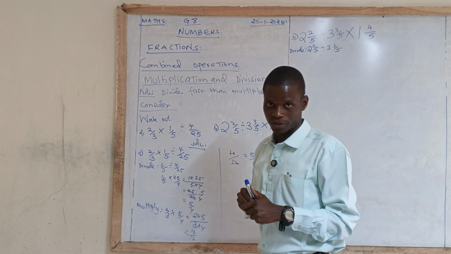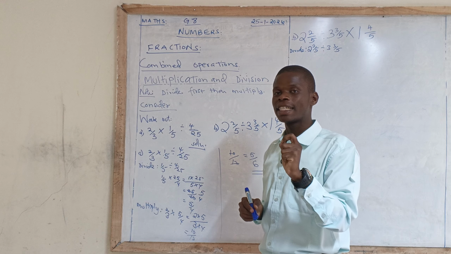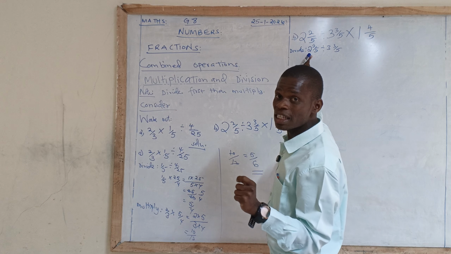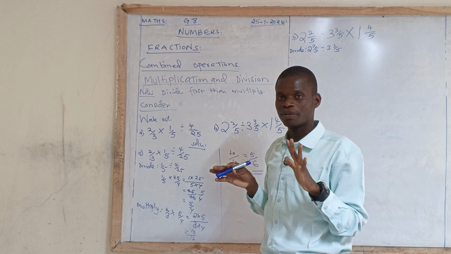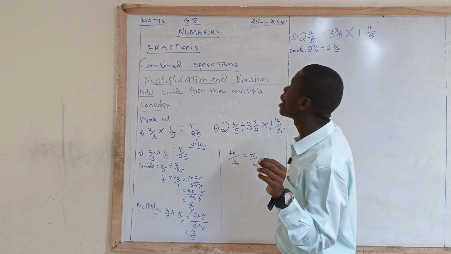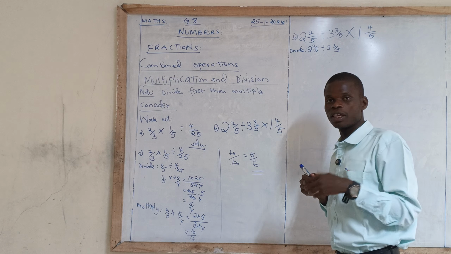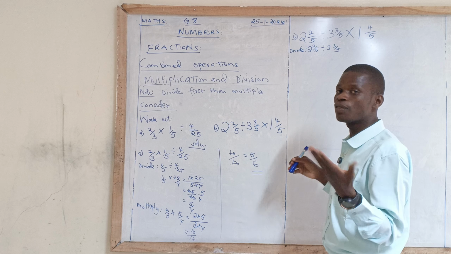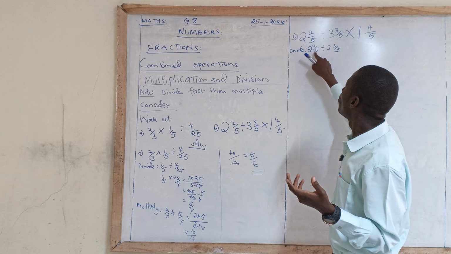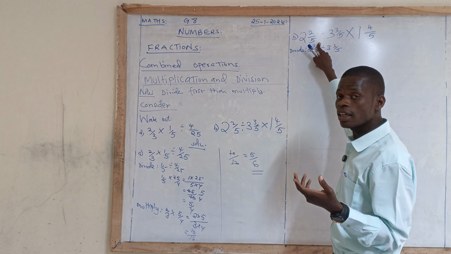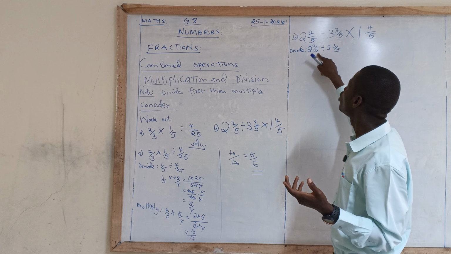Now, in division, what we need to understand, we have to write these mixed numbers as improper fractions before we do anything. What have I said? Write mixed numbers as improper fractions. And how do we do that? Very easy. We take the denominator, multiply by the whole number, add the numerator.